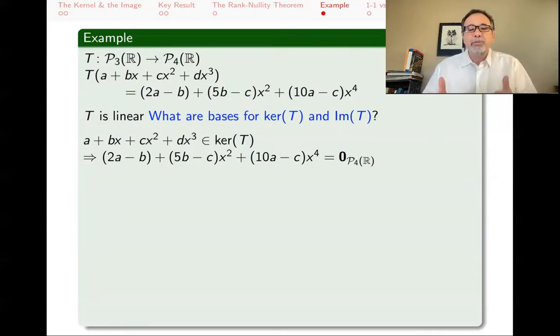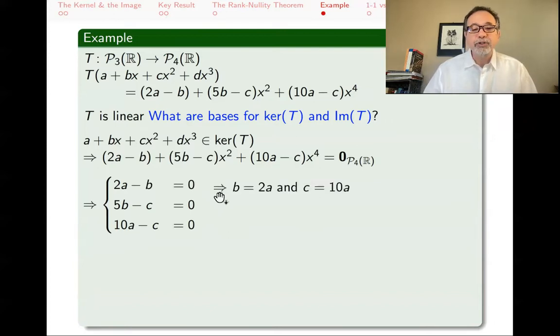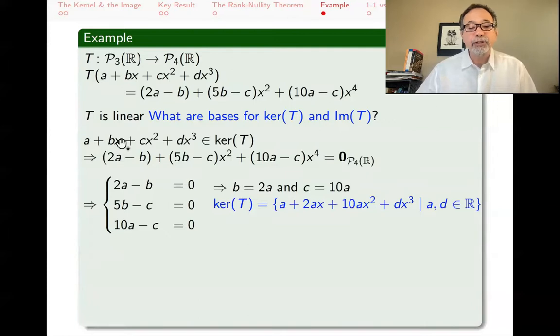How is that going to be the 0 polynomial? It doesn't look like the 0 polynomial, and the only way for it to be the 0 polynomial is if all the coefficients are 0. So if those coefficients are 0, if this system of linear equations is satisfied, then a + bx + cx² + dx³ will be in the kernel. If they're not satisfied, it won't be. And this you can solve in various ways, and you can find out that for a + bx + cx² + dx³ to be in the kernel, you have to have these two relations. b has to be twice a, c has to be 10a, and there's no restriction on d.